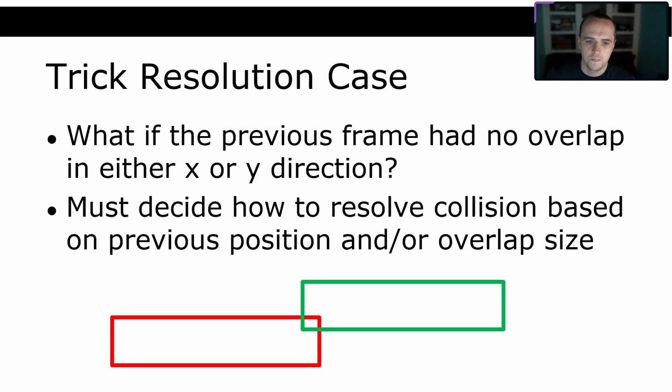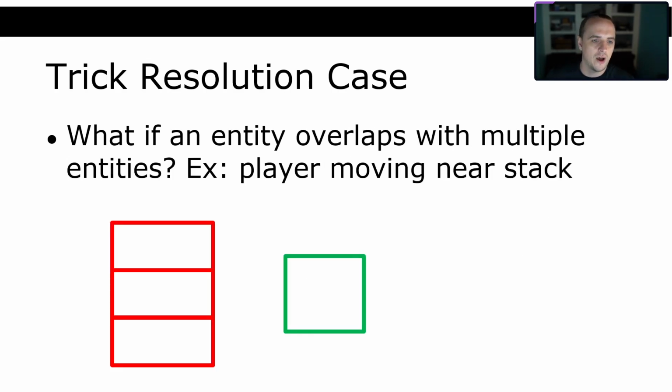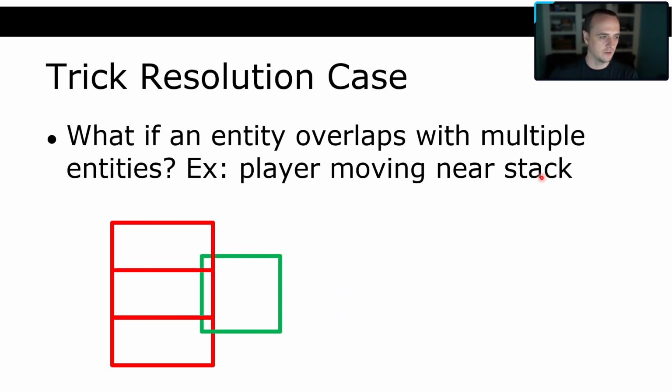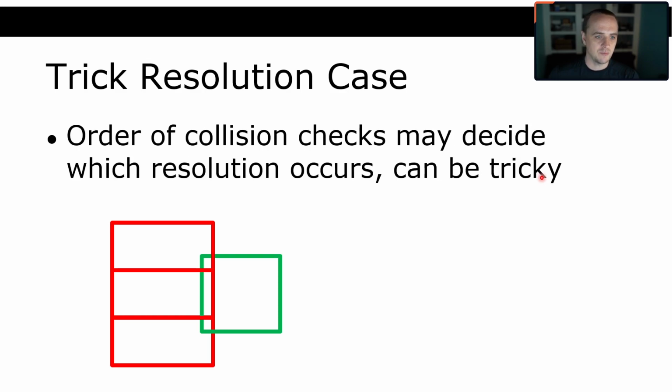Also, what if an entity overlaps with multiple entities? So what if we have, like in our Mario game, a bunch of entities stacked on top of each other, and we're moving, and then what do we do here? It overlaps with multiple entities, right? So it can be tricky, and it can depend on the order of collision checks.